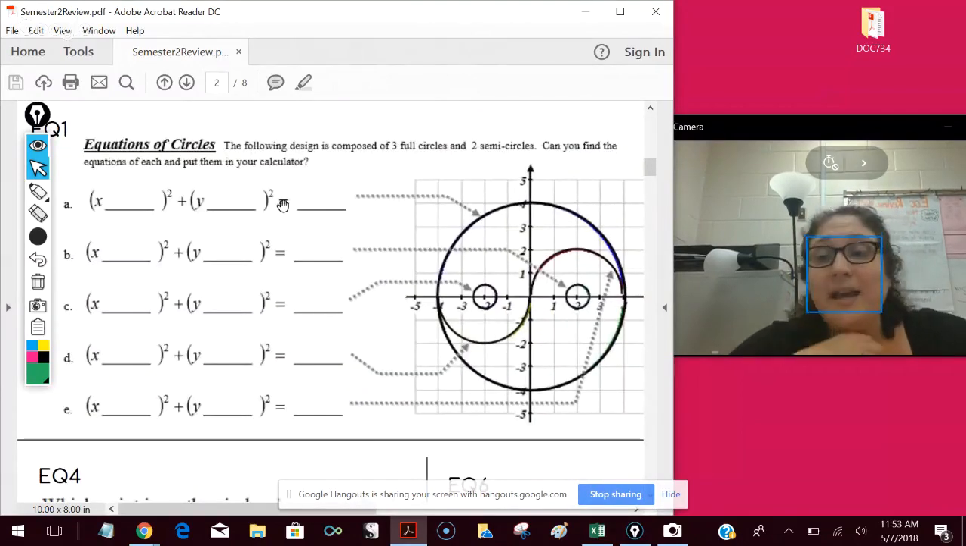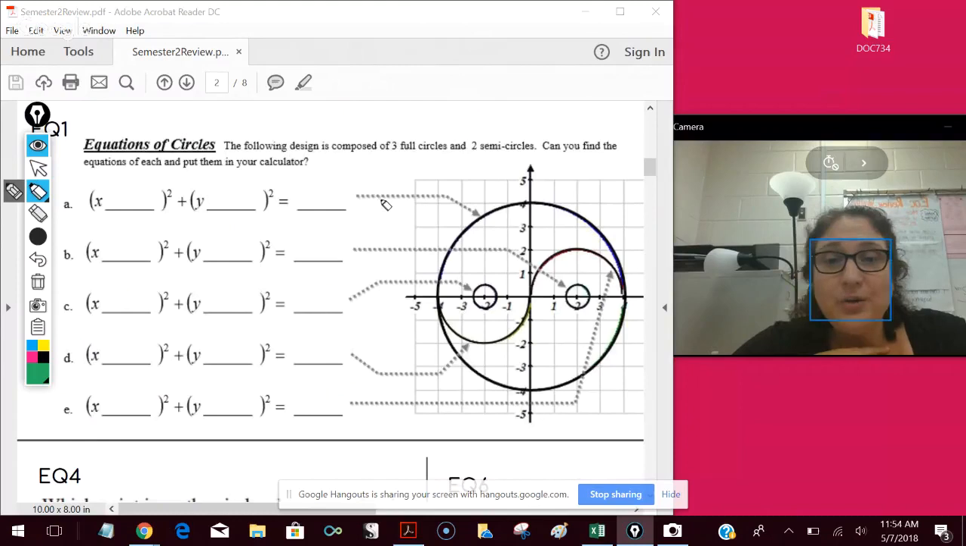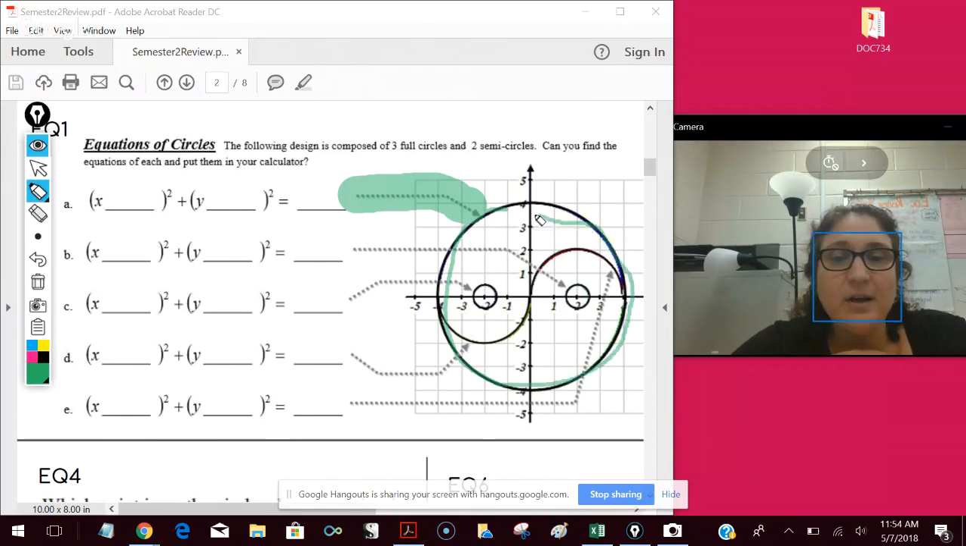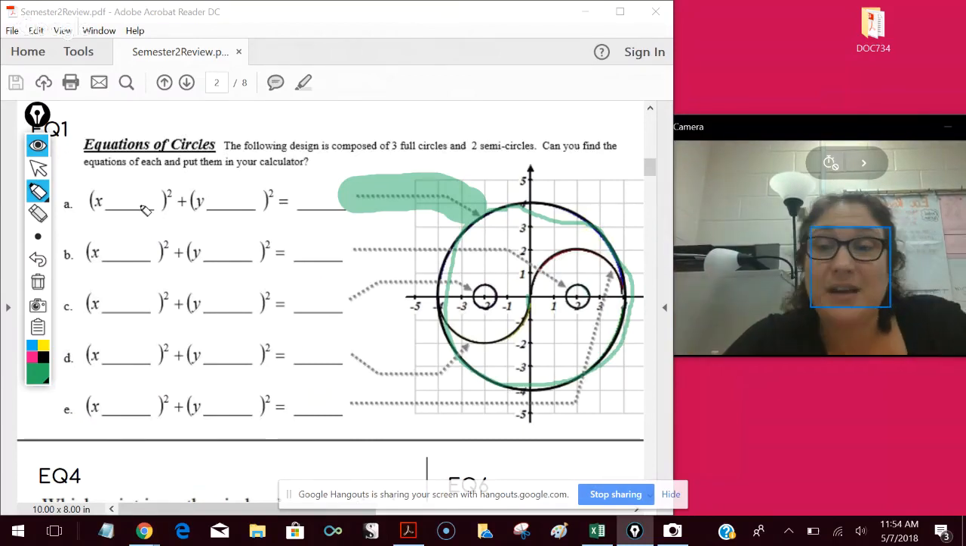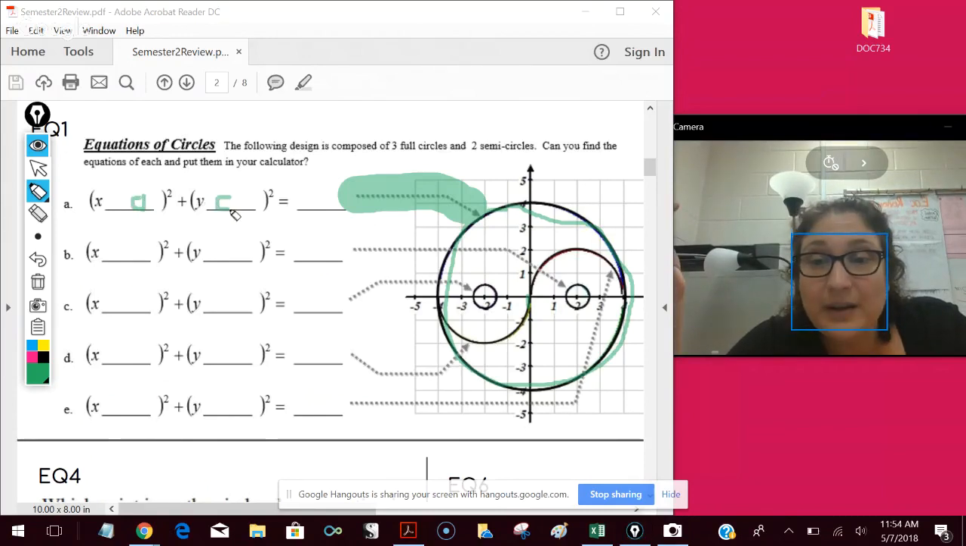So let's look at A. A was pointing to this equation right here. Thank you for being quiet. When we look here, we're looking at this circle, and we have to first find the center. The center of this larger circle is clearly at 0, 0. So we don't have to worry about changing signs, and we don't even have to worry about writing the 0. That's just going to stay. If you feel like you have to write something, you can put 0, 0 really small.